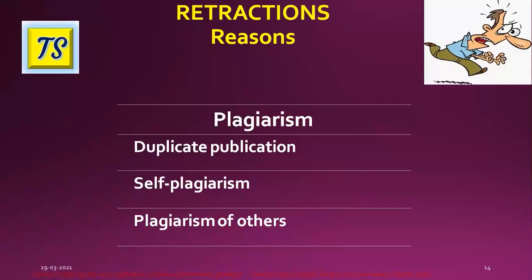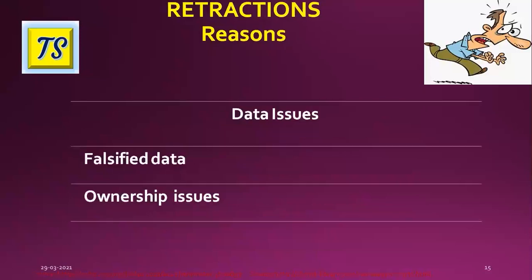You are the author of your own work, no one will object. But it doesn't mean that on all the papers you can repeat the particular portion again and again. This kind is called self-plagiarism. You should not do this kind of activity. Then plagiarism of others. Then data issue related retractions: the falsified data and ownership issues.